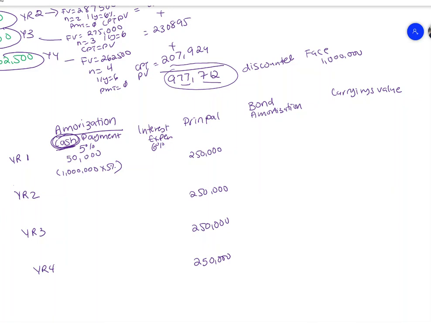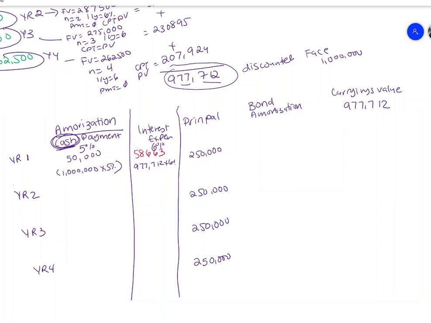Now when you're calculating the carrying value of the bond, we started off with the 97712, and your interest expense is calculated using the carrying value of the bond times the 6%. In this case, it should be 58663.